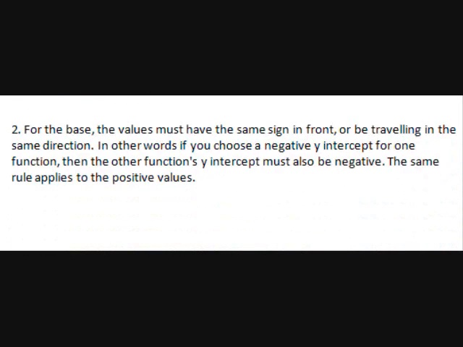Moving to step 2. For the base, the values must have the same sign in front or be traveling the same direction. In other words, if you choose a negative y-intercept for one function, then the other function's y-intercept must also be negative. The same rule applies to the positive values. In this case, I'll choose to have both a positive base and positive y-intercept for both of my equations. But before moving on, I'd like to let the individual know that this step could be reworded a little bit better. However, it's alright.